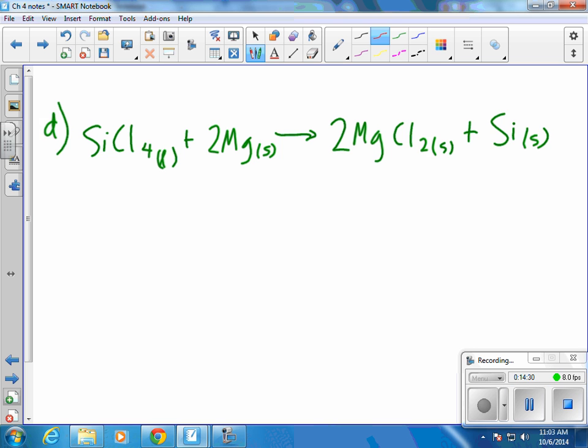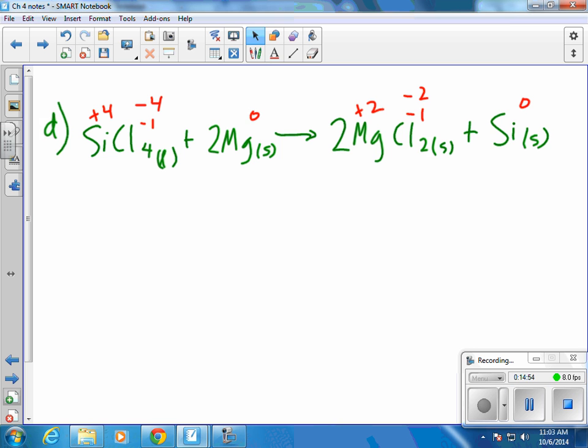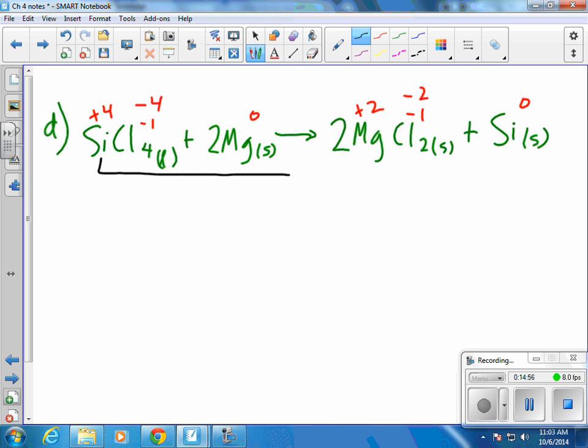Okay, so those are the signs that you should have had. Any questions how I got those? Did you verify that? Okay, now what's my next step? What should I do? Bracket. Bracket the ones that are changing. Okay, so I can see that my silicon is going from +4 to 0. Do I need to worry about chlorine at all? Nope, it's not changing, so I'm not going to bracket that one. Magnesium's going from 0 to +2.